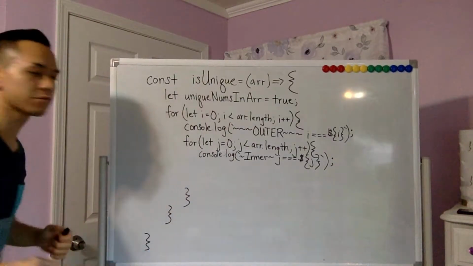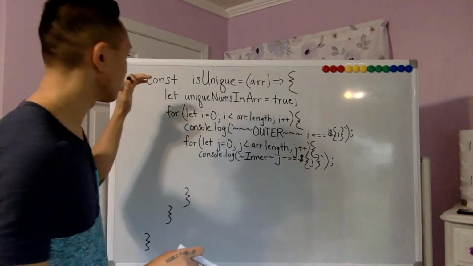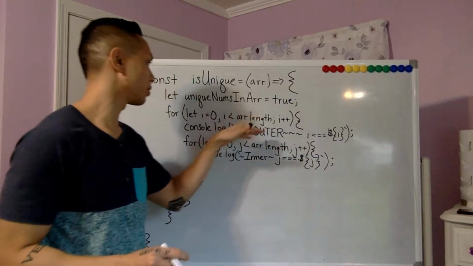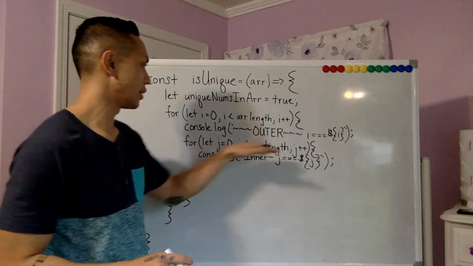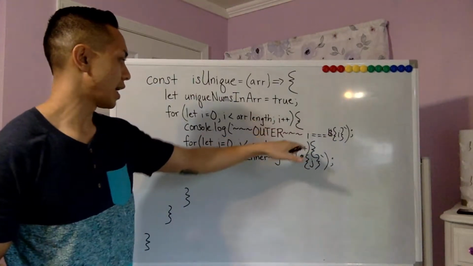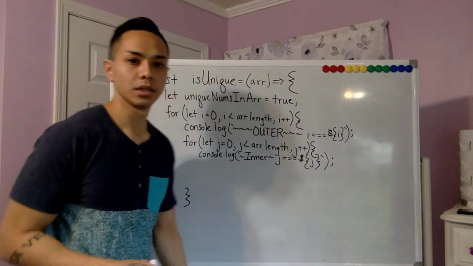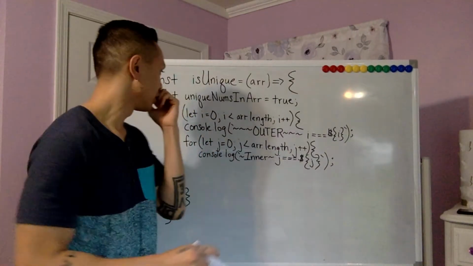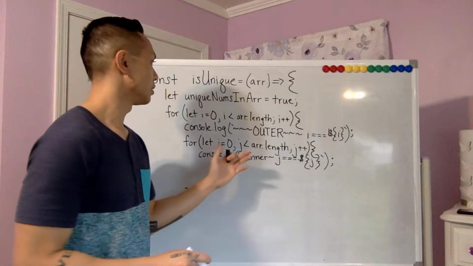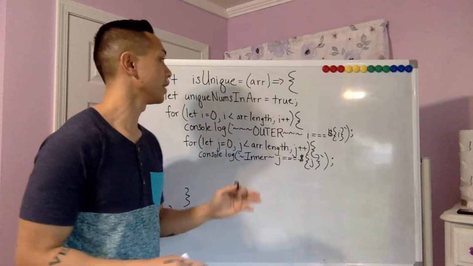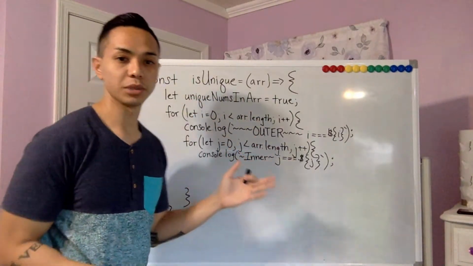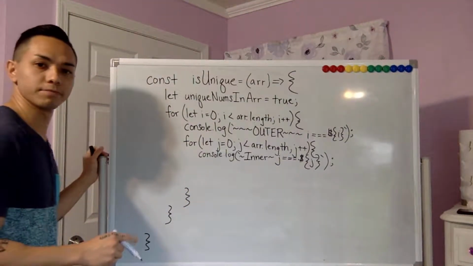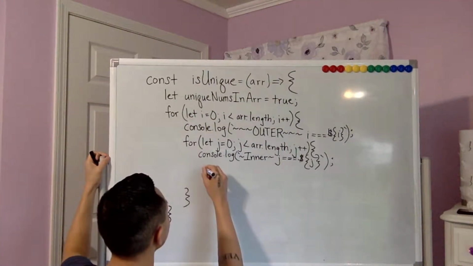Okay, so now we're going to know exactly where we're at, whether we're in the outer loop or the inner loop, and then also what the value of i and j are as we're going through them. Okay? And now we need to add the logic to basically determine whether or not the numbers in this array are in fact duplicates or not duplicates. Okay? So first we're going to add an if statement here.